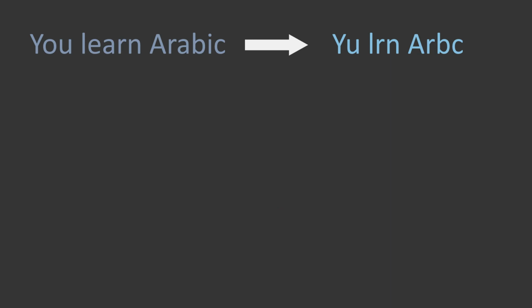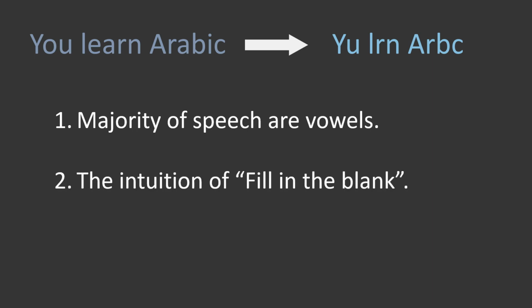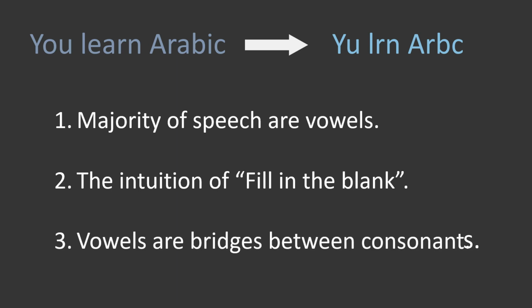Contemplating on this, we get the following conclusions. First, vowels take the majority of most of the words. Reducing them makes conveying of speech more efficient. Second, there is some kind of intuition which makes us fill in the blanks without thinking. This happens each time we see something missing in a word. Third, vowels are just bridges between consonants. Each time we stop at a consonant, we only need a direction to spell it.